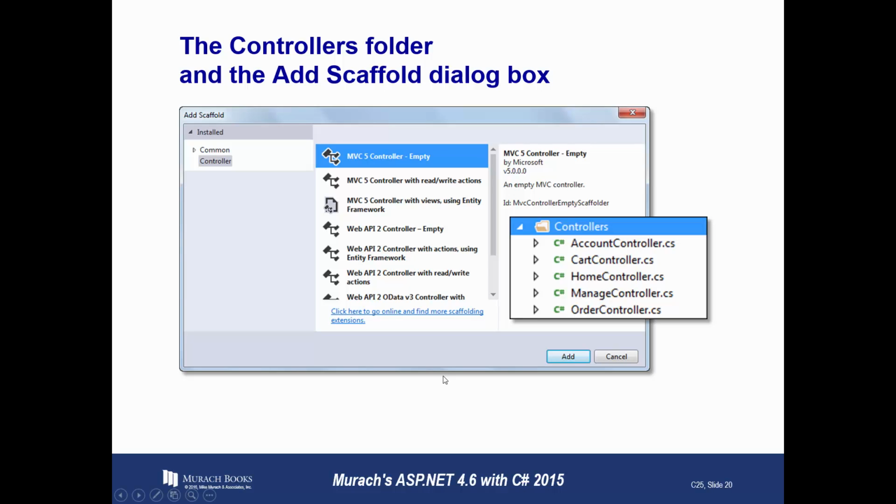So the account controller will go to the account page, the cart controller to the cart page, the home controller to the home or index page, the manage controller to the manage page, the order controller to the order page, etc. A controller has 3 main tasks when it receives an HTTP request.